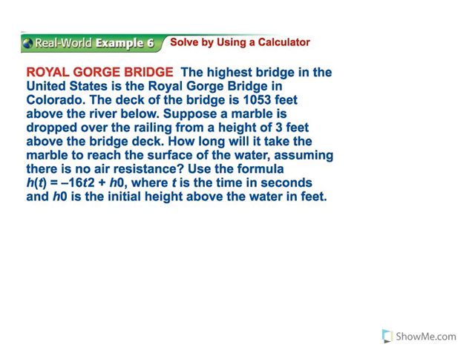For our last example, I'm going to do a word problem. The highest bridge in the United States is the Royal George Bridge in Colorado. The deck of the bridge is 1,053 feet above the river. Suppose a marble is dropped over the railing from a height of 3 feet above the bridge deck. How long will it take for the marble to reach the surface of the water, assuming that there is no air resistance? Use the formula h of t is equal to negative 16t squared plus h naught, where t is the time in seconds and h naught is the initial height above the water in feet.